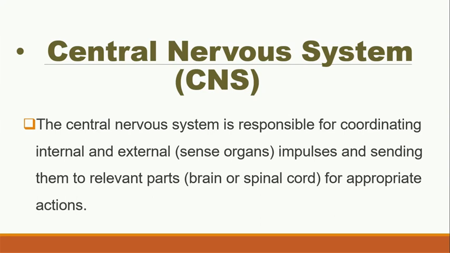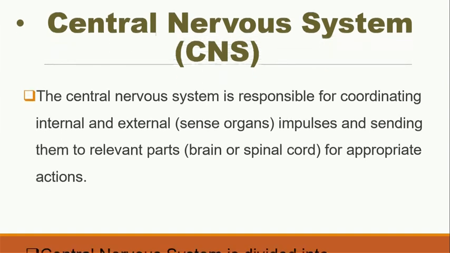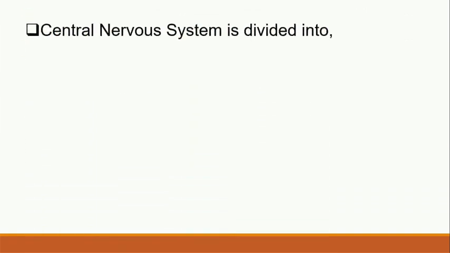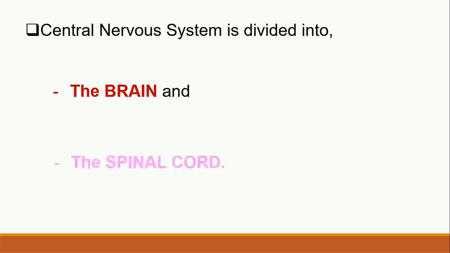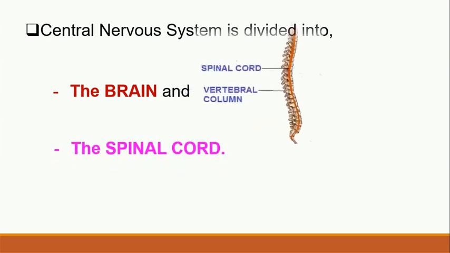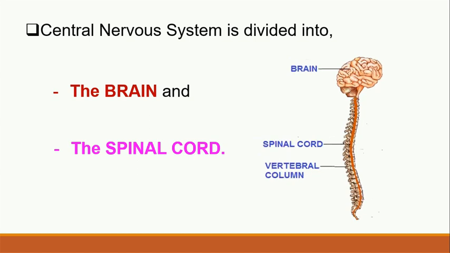The central nervous system is responsible for coordinating internal and external impulses and sending them to relevant parts of the body for appropriate actions. The central nervous system is divided into 1. The brain, 2. The spinal cord. So the two parts of the central nervous system are the brain and the spinal cord. The brain is located inside the skull, while the spinal cord is located inside the vertebral column, also known as the spinal column. So let's discuss them one after the other.